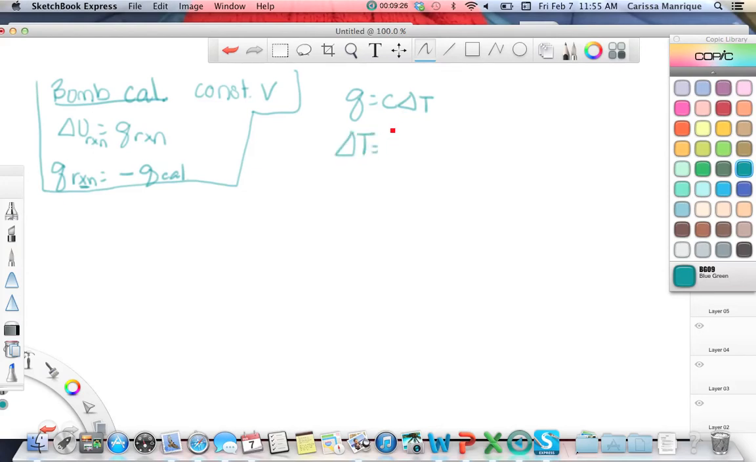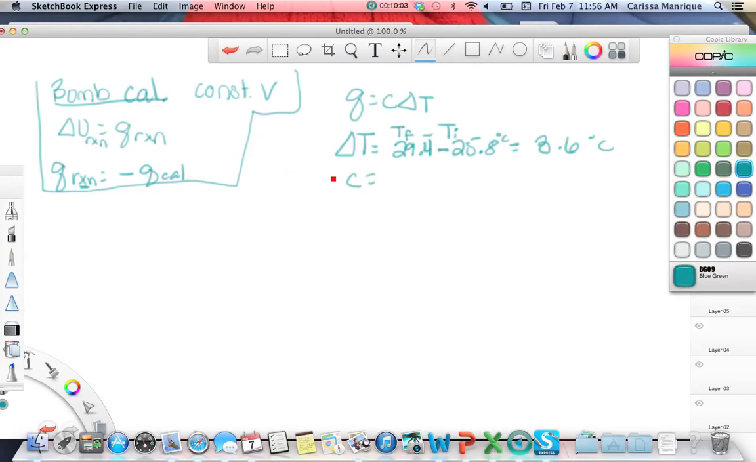So let's look at our delta T first. We have temperature final minus temperature initial. So our final temperature from the problem, so I already have it written down, was 29.4, and our initial temperature was 25.8. Okay, in degrees Celsius, if we subtract that out, we should get 3.6 degrees Celsius. That is our change in temperature.